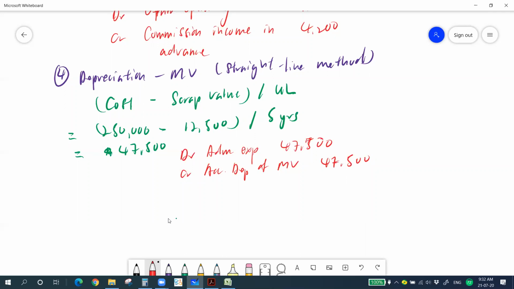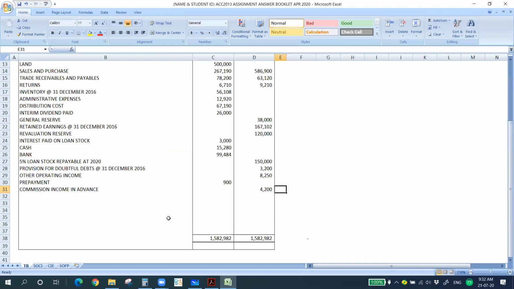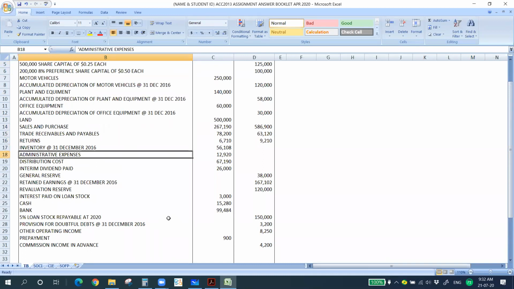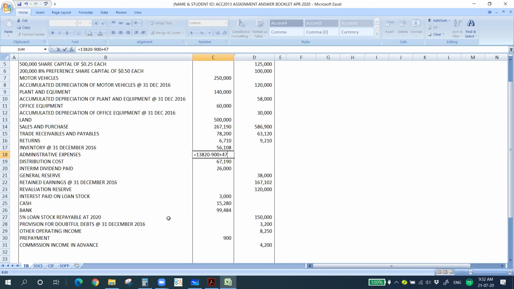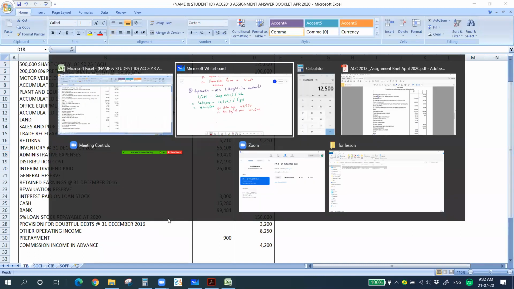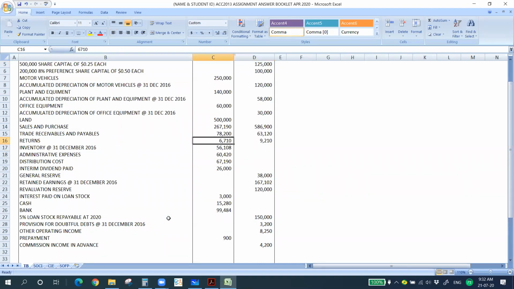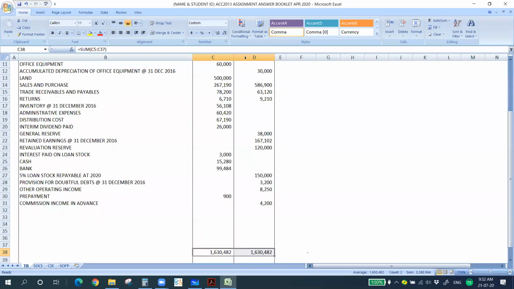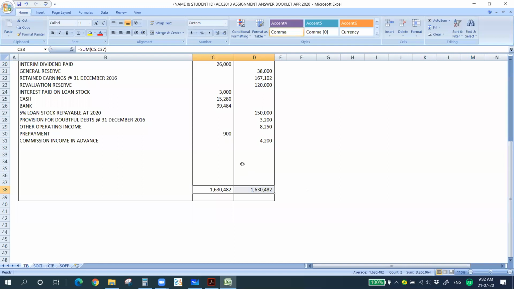So let's take in this adjustment. Class, is my speed okay or not? Am I too fast? Still okay. Administrative expenses, where are you? So we add 47,500 on the administrative expenses. And in the accumulated depreciation for motor vehicles, we add 47,500 as well. My suggestion to you is after you make the adjustment, kindly check your trial balance. Make sure that the amount is tally.